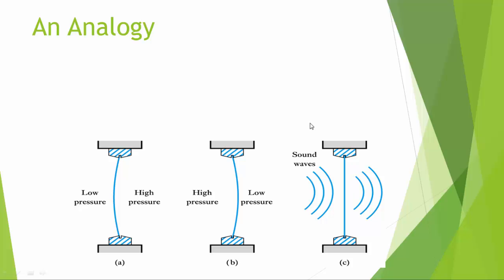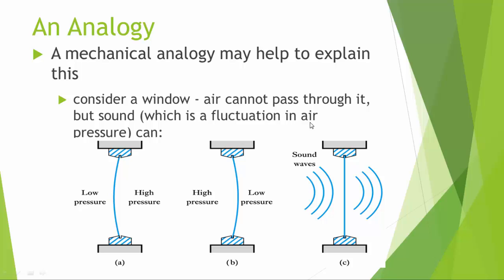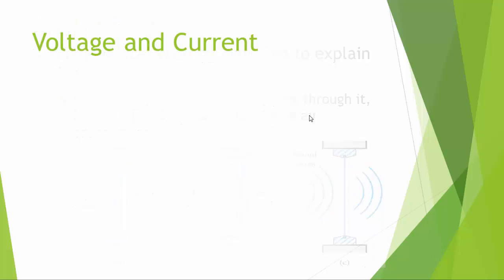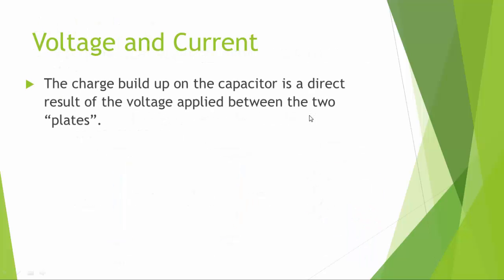And much the same thing happens with alternating current in a capacitor. Now this is why you can hear sound outside an airtight window, and it's why alternating current appears to flow through a capacitor. Now, the charge buildup in the capacitor is, yes, a result of the voltage applied between the two plates. We understand that now. We've seen the mathematics of it.